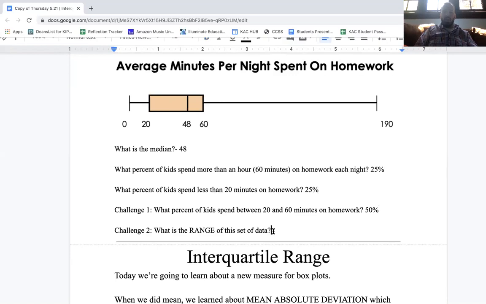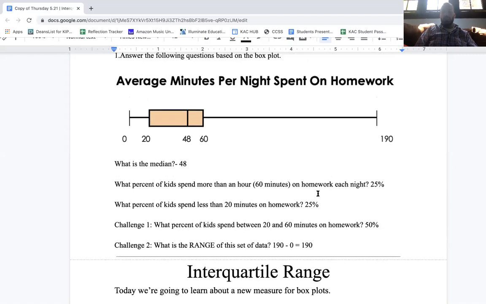What's the range of the set of data? I know that the biggest number is 190. Subtract the smallest number, which is 0. 190 minus 0 gives me 190. So that's the range of the set of data.